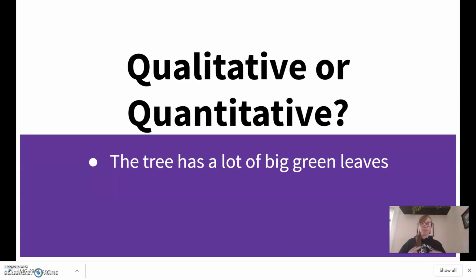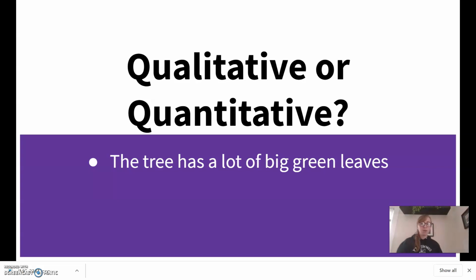We're going to do a couple of quick practices. So you can either pause, or I'm just going to stop talking for a sec between each of these. And I want you to just either think it or say it out loud. Is this qualitative or quantitative? So the tree has a lot of big green leaves. Qualitative or quantitative?